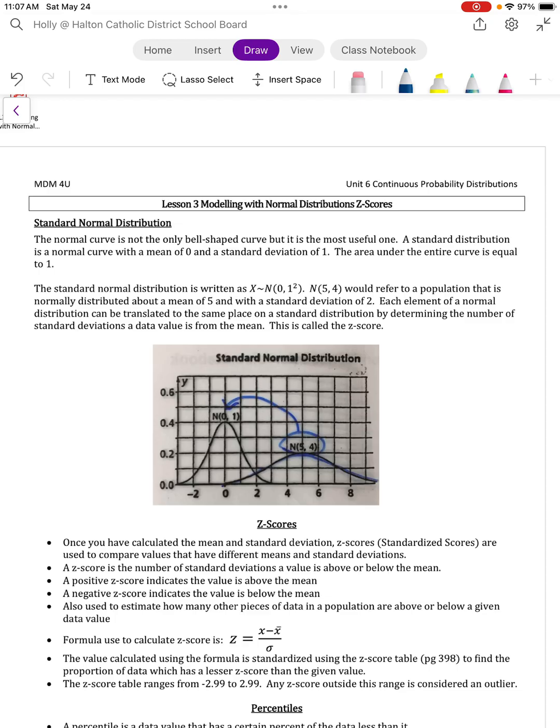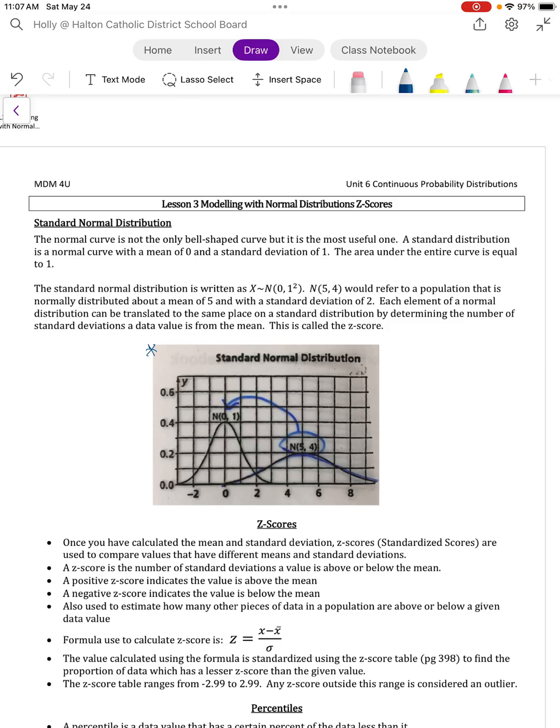So we've talked about normal distribution. So standard normal distribution, the normal curve is not only a bell-shaped curve, but it's the most useful one. A standard distribution is a normal curve with a mean of 0 and a standard deviation of 1. So if you look at this graph here below, you can see this normal with the N(0, 1). You're looking at your mean and your variance or your standard deviation, and that is your normal curve. So that's basically our standard, regardless of what data you're looking at.